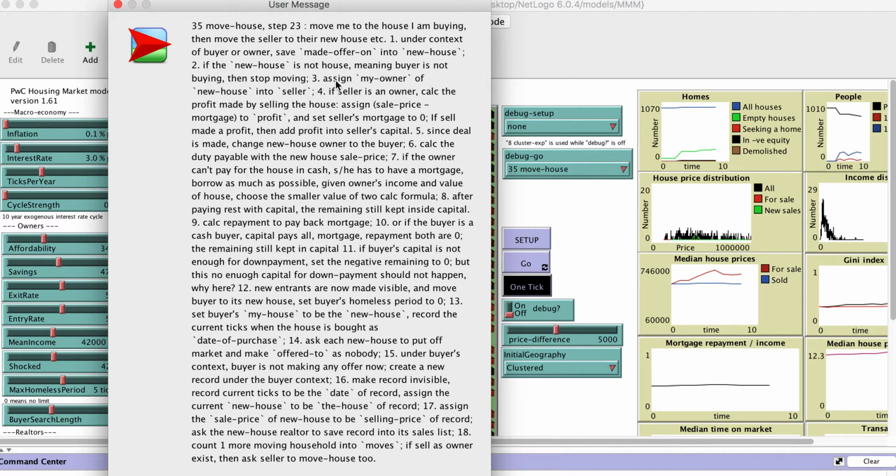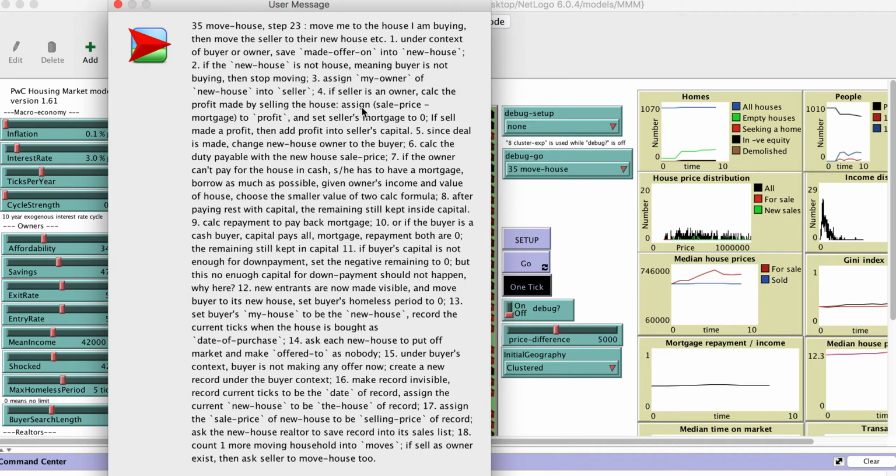Then we assign my owner of the new house into seller. So here, we assume the new house is actually a house. Then the house must have its own owner, and its original owner is the seller. That's natural. And if the seller is actually an owner, we can start to calculate when the seller sold the house, after the seller sold the house, how much money does the seller make? And this is called profit.